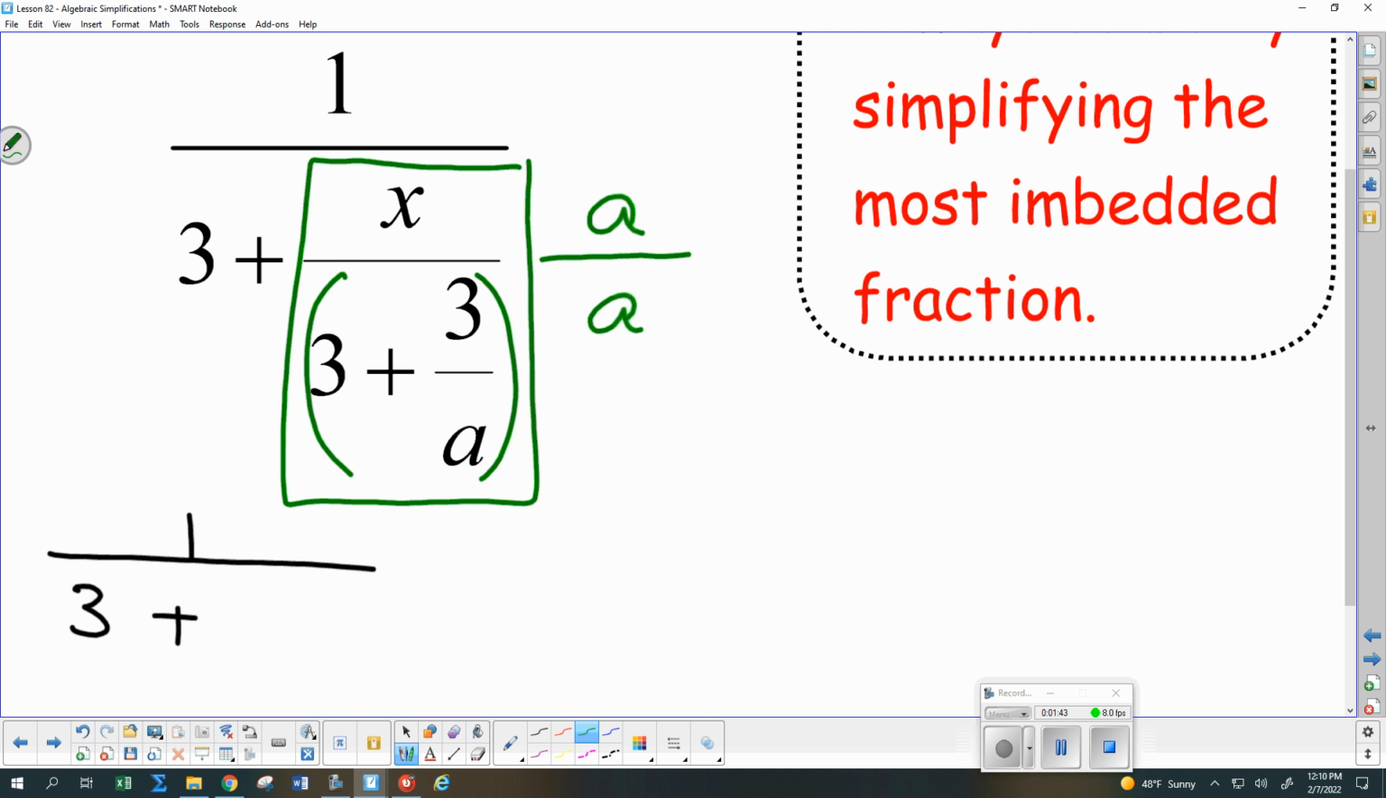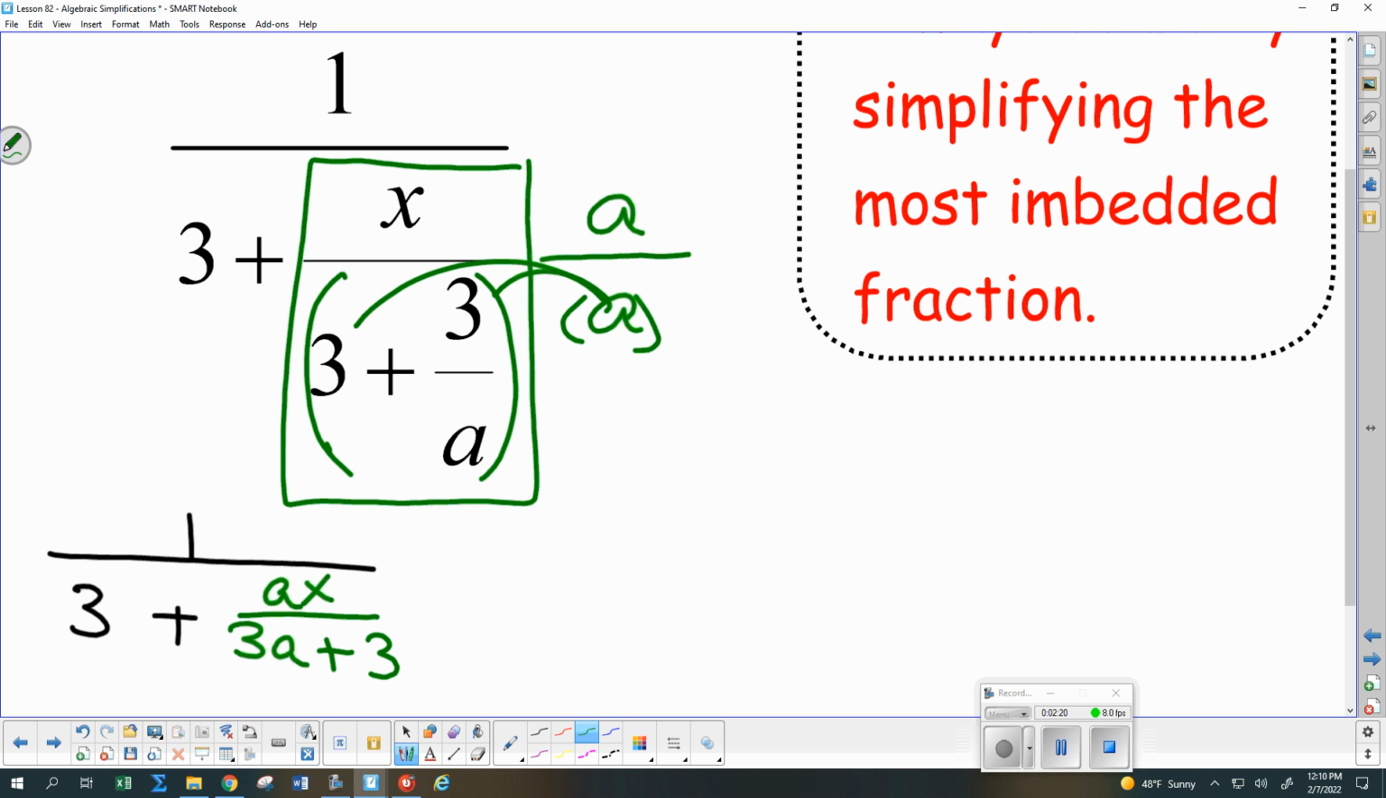To multiply fractions, numerator times numerator, so x times a is ax. Multiply denominator times denominator. So I need to distribute this a times the parentheses, where I just drew the parentheses. So the a times the 3 is 3a, plus 3 over a times a is 3a over a, but the a's cancel. So that is 3a plus 3. Now I just have a fraction inside of a fraction, and we've been doing these problems for quite a while.